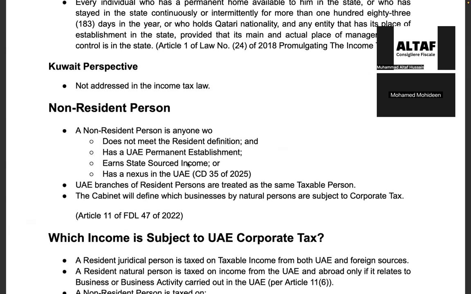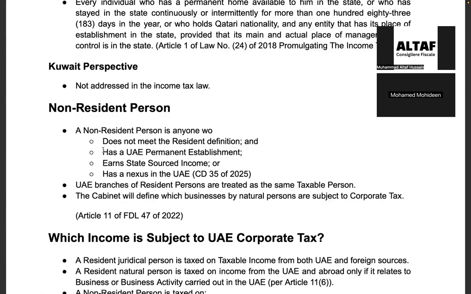So after resident person, now we're coming to the topic of non-resident person. As the name suggests, it is a person who's not a resident. A non-resident person is anyone who does not meet the resident definition and has a UAE permanent establishment or earns UAE sourced income or has a nexus in the UAE.